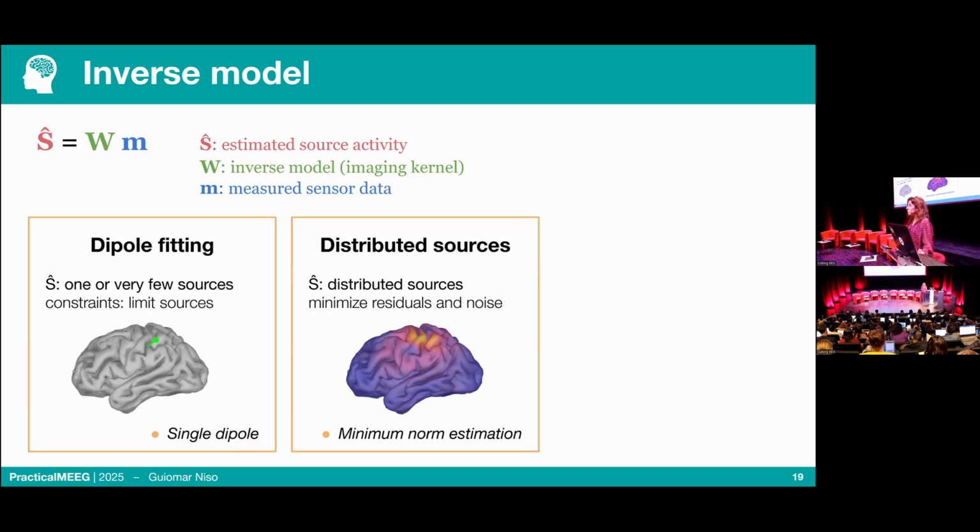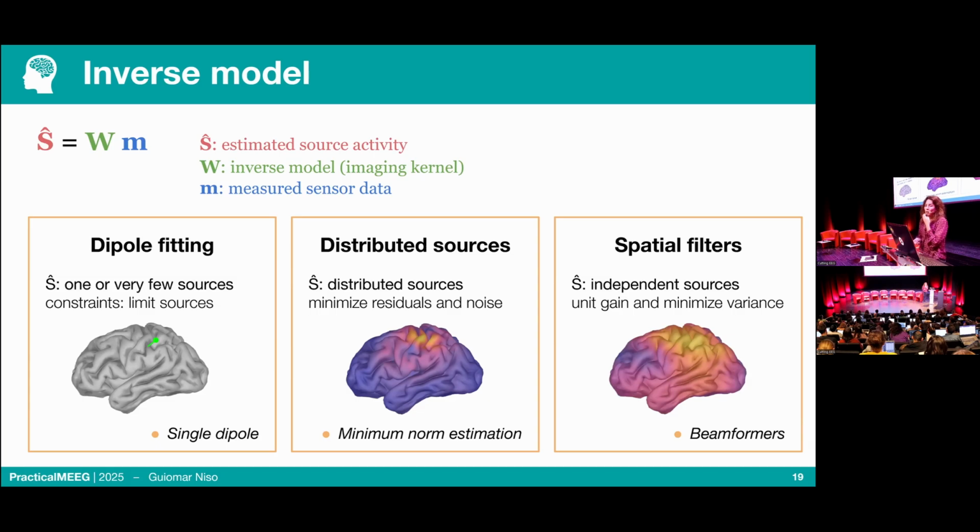And John explained this morning. And we also have spatial filters where we assume independent sources, and the constraint we made is that we have to have a unit gain and minimize the variance. And in this category are the beamformers that fall into it. And for some of these methods, we also need to estimate the noise covariance of the room or of the environment, and also the data covariance. So these are additional information that we may need to compute in order to be able to do these models.